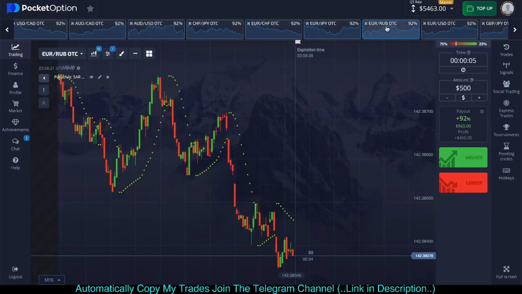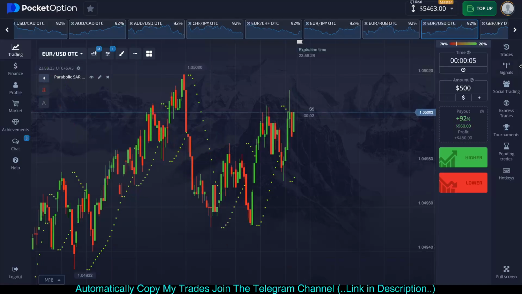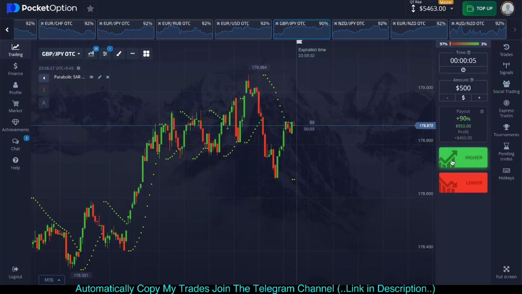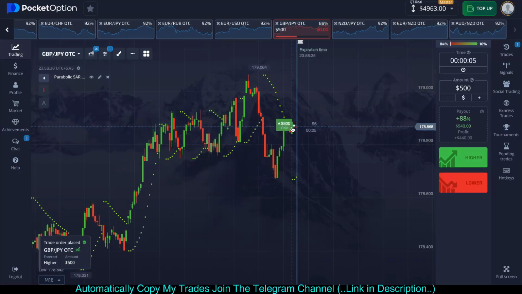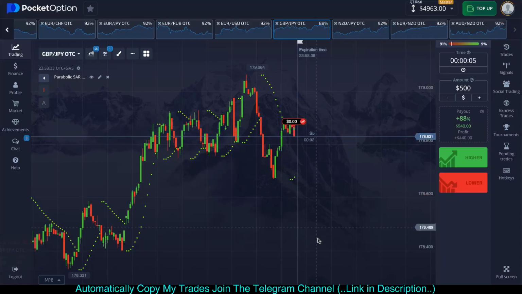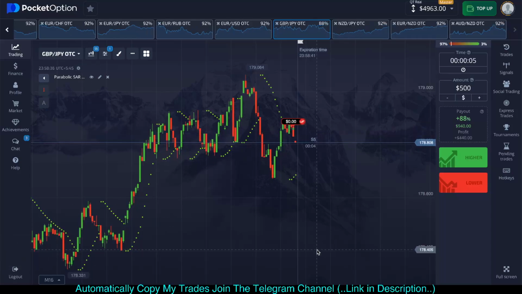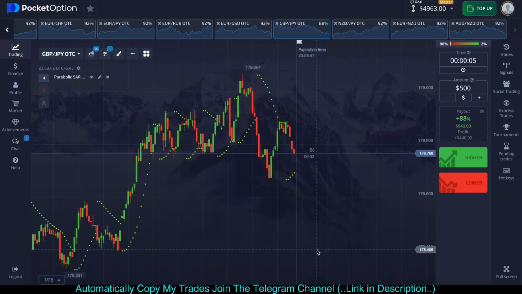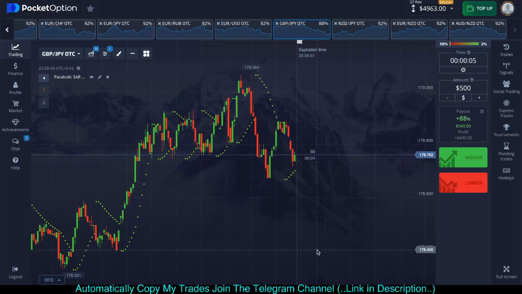So let's see if I can find some good entry point. No, yeah, this could have been a good entry point. Let's see. Yeah, okay, so I made a loss here. So now what I can do is stop trading for today. You can also do the same thing. So this strategy is working for everyone who is using it. So I would suggest you extremely use this strategy.